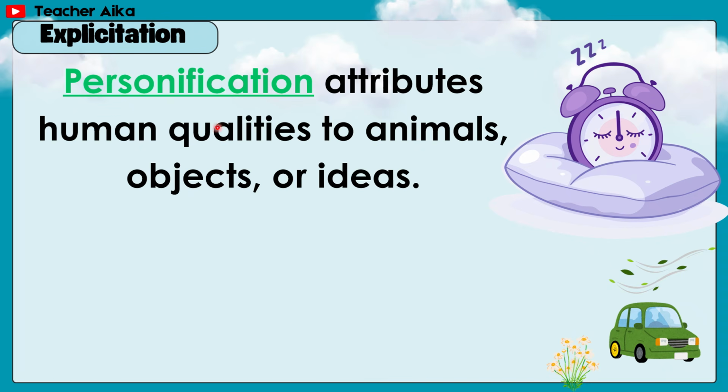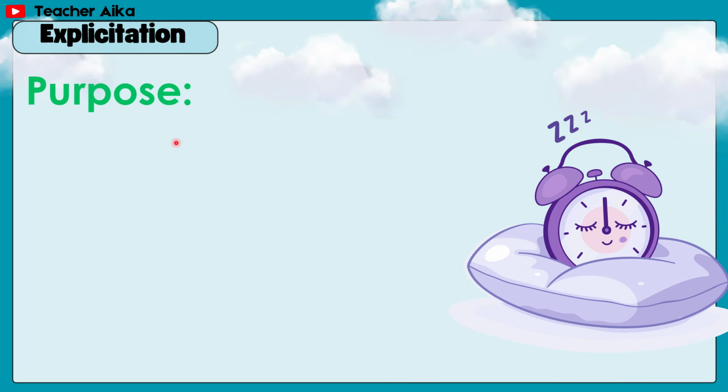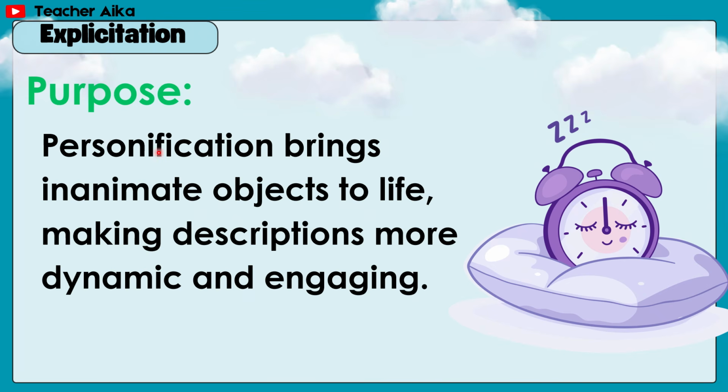Personification attributes human qualities to animals, objects, or ideas. Examples. First, the wind whispered through the trees. Second, the car groaned as it climbed the hill. Third, the flowers danced in the breeze. Purpose: personification brings inanimate objects to life, making descriptions more dynamic and engaging.